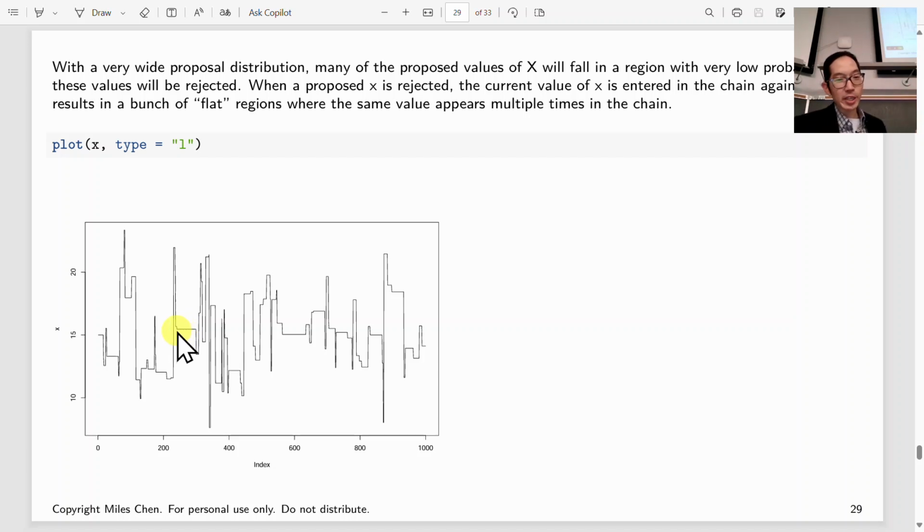Basically I got stuck here because every time you reject, you just reuse your current value. So I'm currently around 15.2 or whatever, and I'm proposing all of these terrible locations. We reject every single one. So 15.2 just keeps going into our values, the random values that we generated.